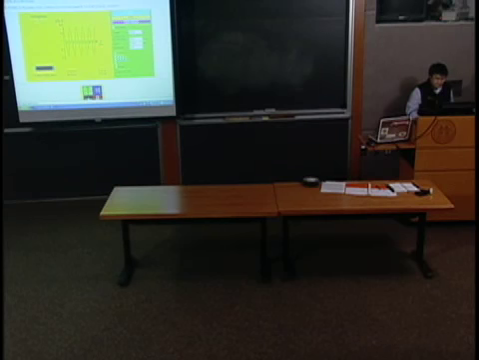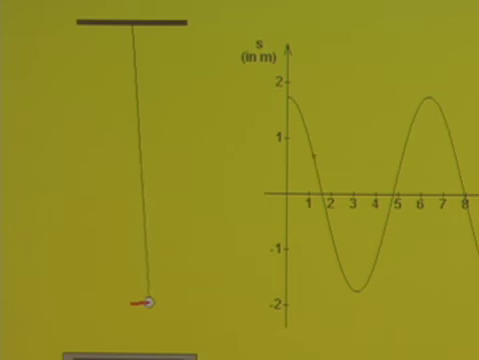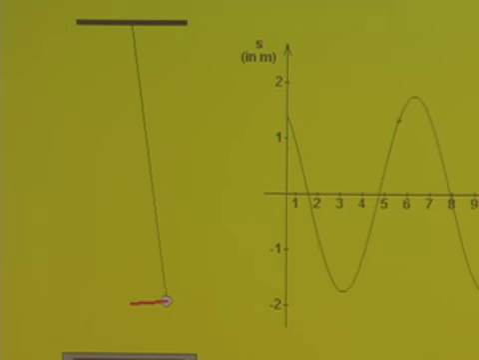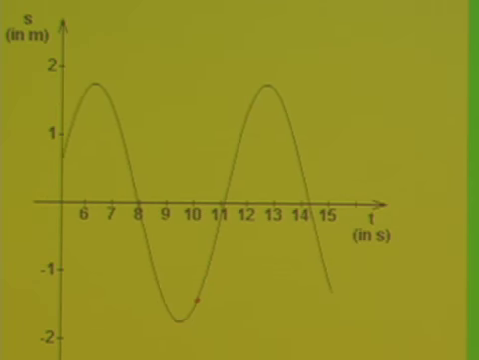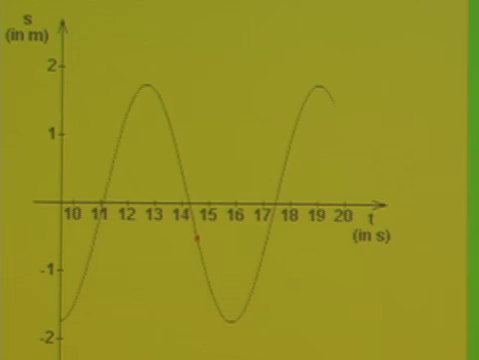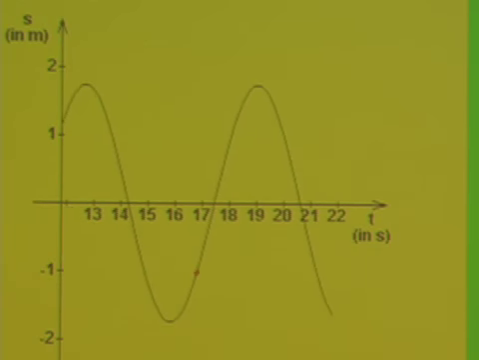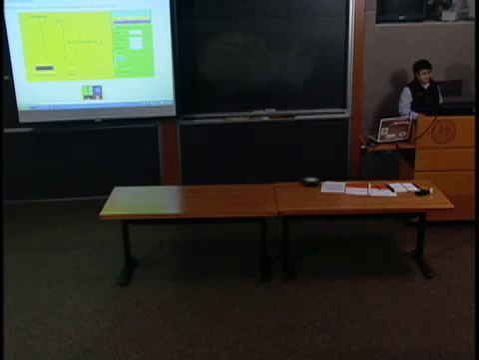Now let's pause the demo, reset that. And this time, let's make the length much longer. So what would happen if we made the pendulum 10 meters long? So start the pendulum again. And now we see that it bounces back and forth very slowly. And according to the demo, the oscillation period is 6.34 seconds, which is longer than what it was when the length was 5 meters. Okay, so now we can safely say that the longer the length of the pendulum is, the longer the oscillation period.